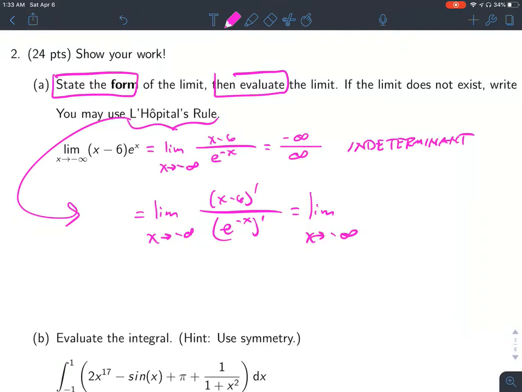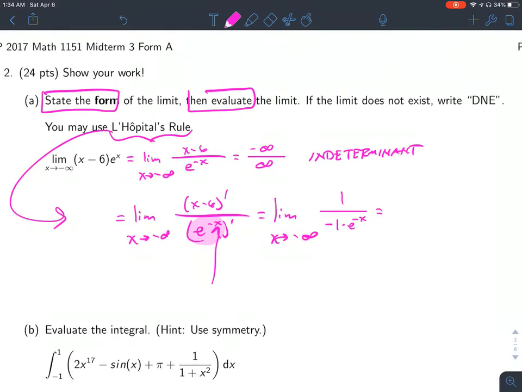The derivative of x minus 6 is 1. The derivative of e to the negative x: you take the derivative of the exponent, the derivative of negative x is negative 1, times e to the original function. Now I could rewrite this as the limit as x approaches negative infinity of negative e to the x. I just made the exponent positive and moved the base e to the top of the fraction.